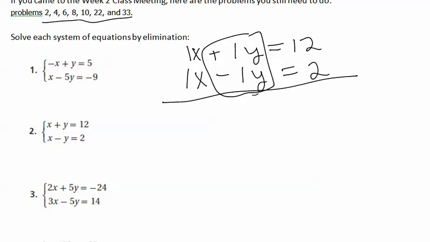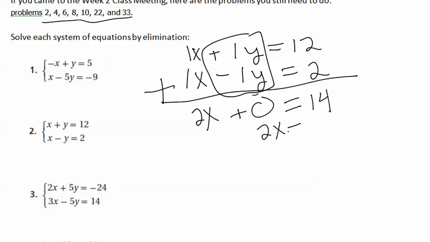You want to have it so that when you add them, one of your variables is going to cancel. So if I add the two equations together, I'd have 1x plus 1x is 2x. 1y minus 1y is 0. You can write 0 if you want, or you can just leave it blank there. 12 plus 2 is 14. So we really just have 2x equals 14. Solve that for x by dividing both sides by 2, and you find out that x equals 7.